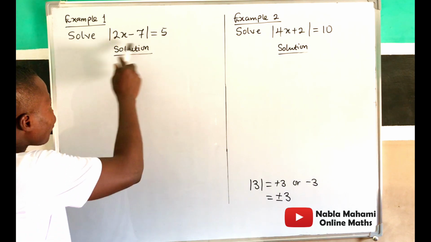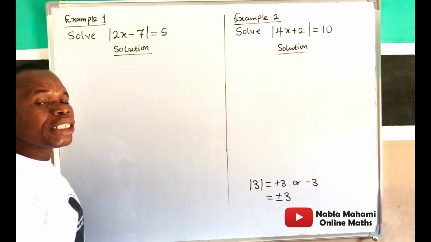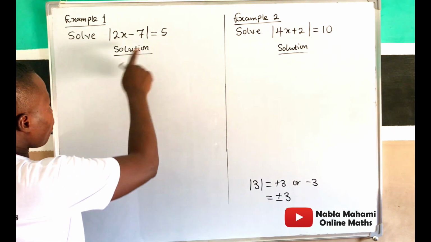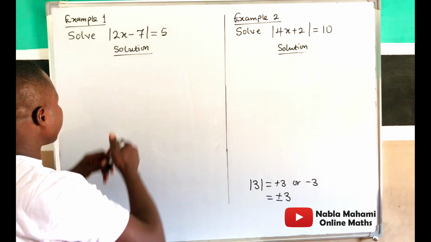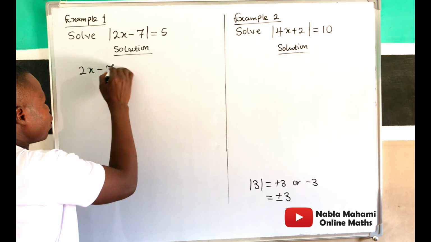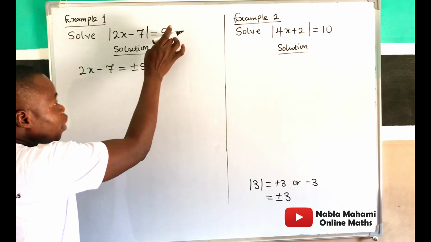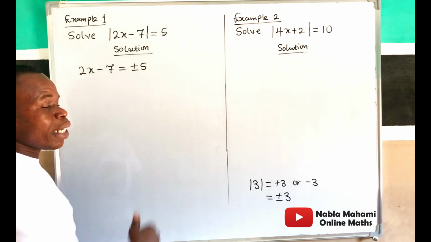So now, to solve example 1, I have absolute of 2x minus 7 is equal to 5. For me to solve this particular equation, I have to take off the absolute sign. So by taking off the absolute sign, I will now have 2x minus 7 is equal to plus or minus 5, because the absolute of this is giving me 5. But I have to make sure that this one is in two parts. So I'll write plus or minus 5.